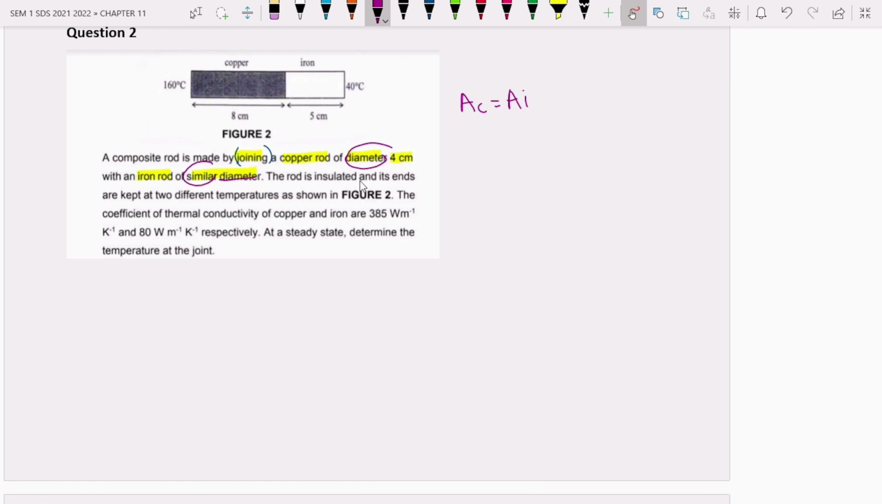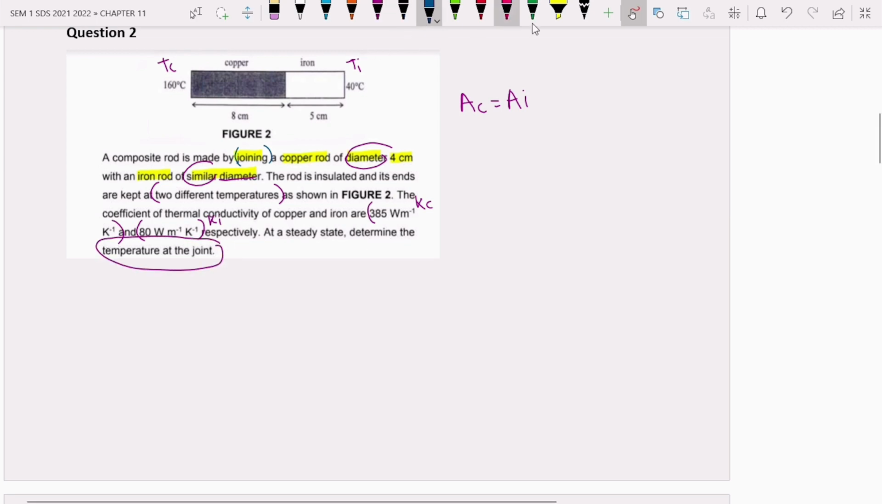The rod is insulated and its ends are kept at 2 different temperatures. As you can see, the temperature at the end of the copper is 160 degrees Celsius, whereas the temperature at the end of the iron is 40 degrees Celsius. The coefficient of thermal conductivity of copper is 385 watt per meter per Kelvin, whereas 80 watt per meter per Kelvin is the thermal conductivity for iron, respectively. At a steady state, determine the temperature at the joint.